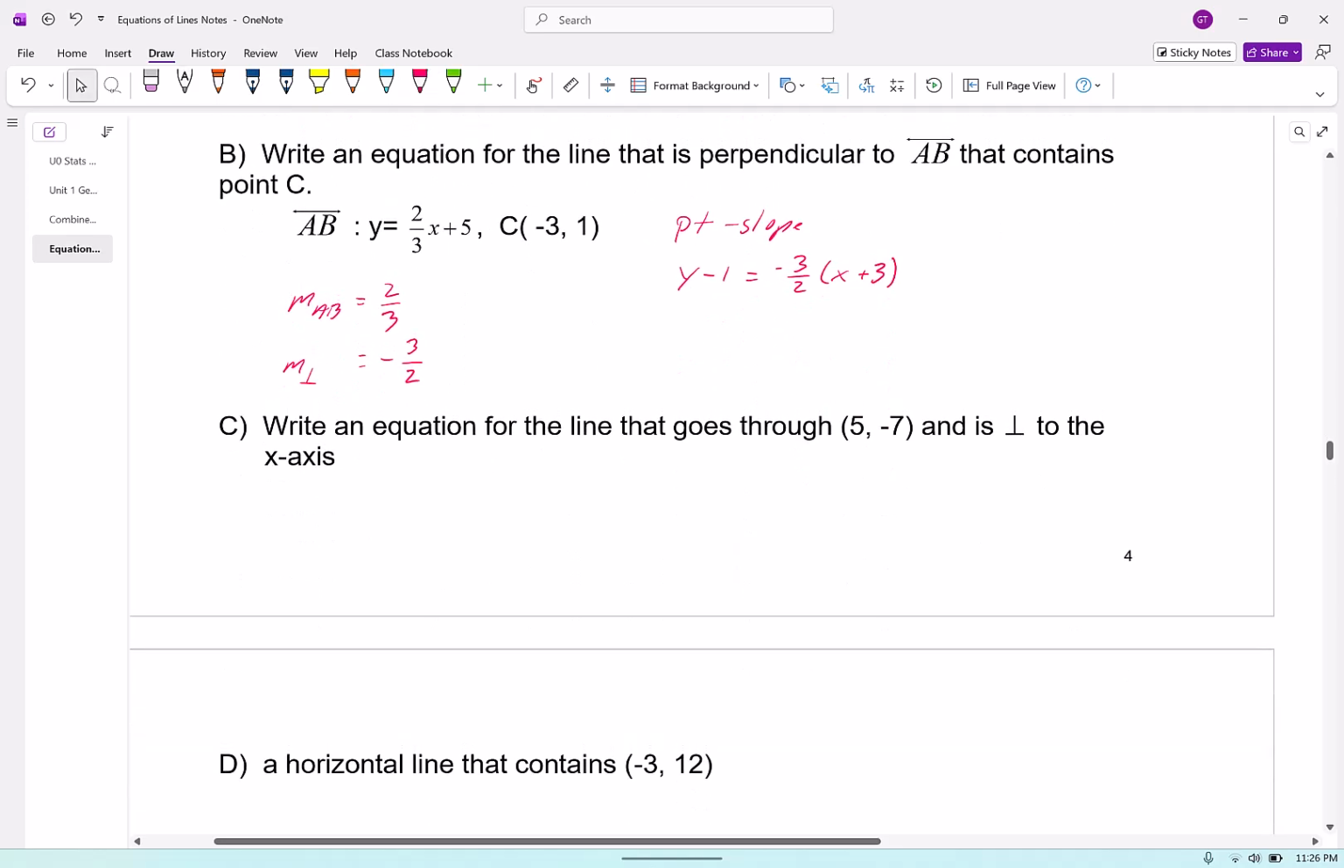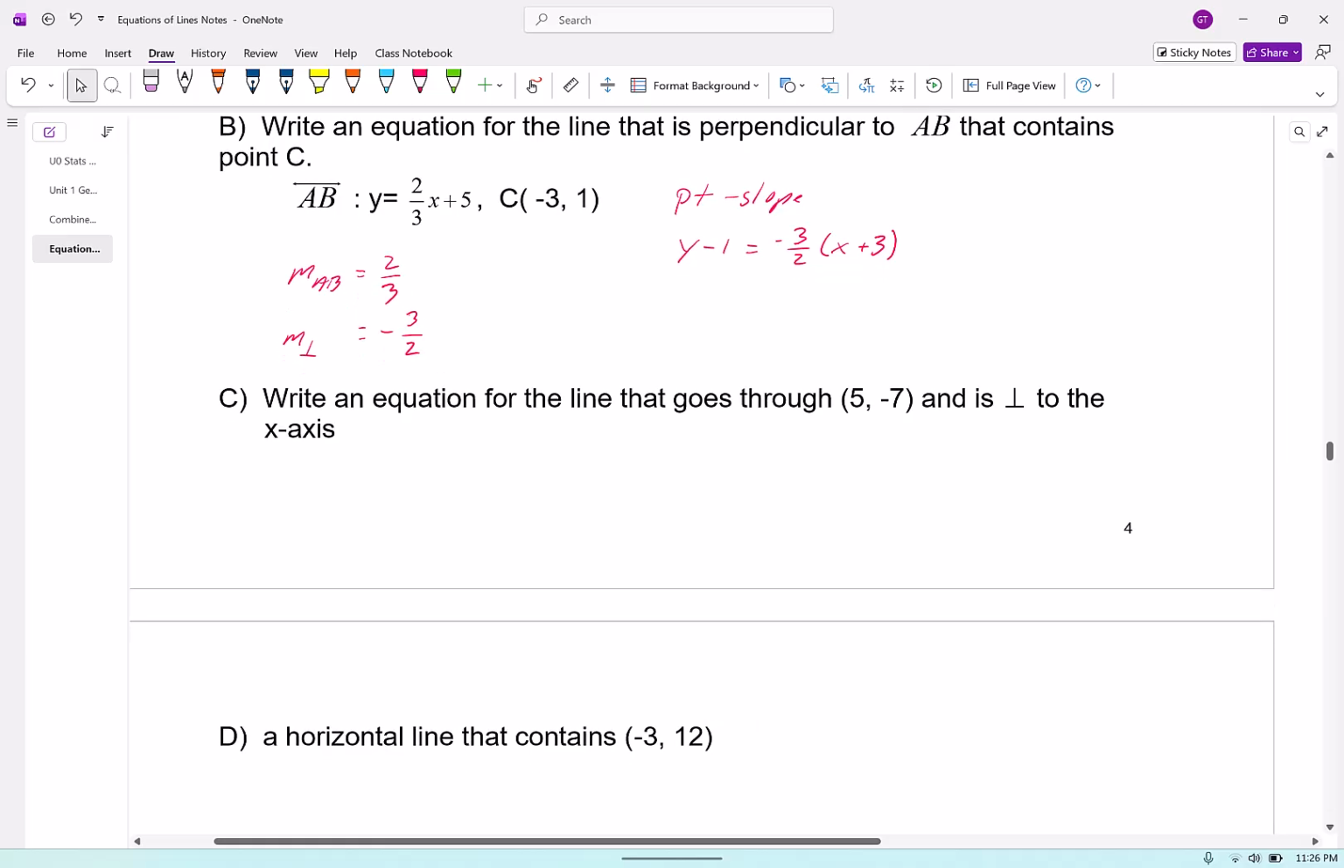All right, so write an equation for a line that goes through 5, negative 7, and is perpendicular to the x-axis. Okay, so if I had, just to kind of get a visual, if it's perpendicular to the x-axis, what type of line is that going to be? It's going to be vertical. Okay, so what do we know about a vertical slope? Okay, that is undefined.